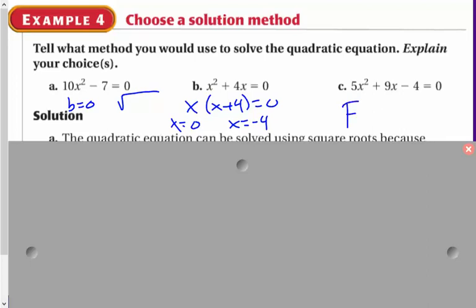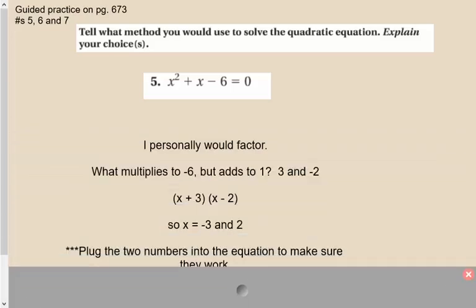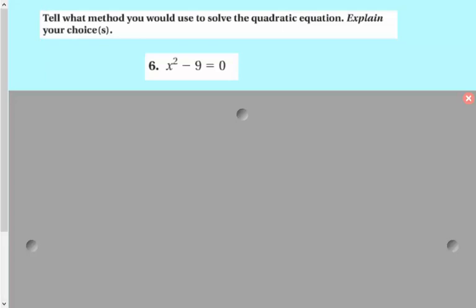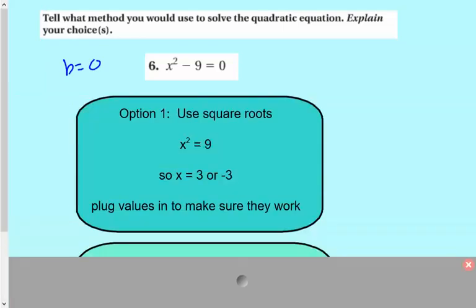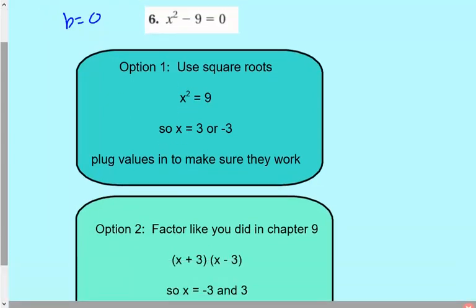This one I would use the formula. It doesn't factor. It's ugly. It's terrible. So this is a skill that you guys are going to develop here. This one here, take a look at it. This one factors actually. Okay, so you could do factoring. This one here, b is equal to 0. So I would solve it using square roots. You could also factor that one into x minus 3 and x plus 3 if you want. That'd be a second option, but I would go with square roots there.